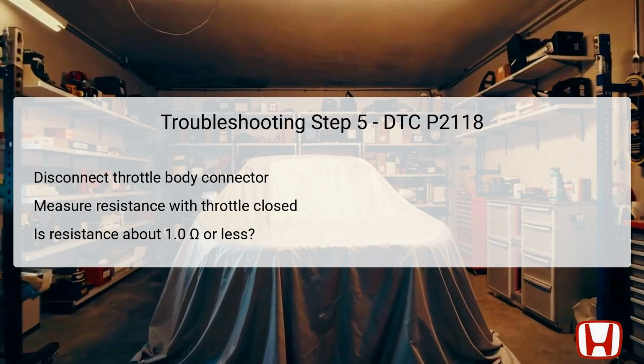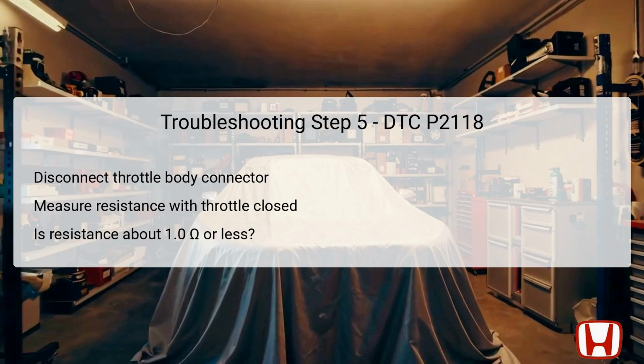Upon confirming that the resistance between the ECM terminals is satisfactory, the next step is to disconnect the throttle body 6P connector. This connector is critical as it connects the throttle actuator to the electronic control system. With the throttle fully closed, measure the resistance between terminals number 5 and number 6 at the throttle body side, checking for a similar requirement of approximately 1.0 ohm or less.